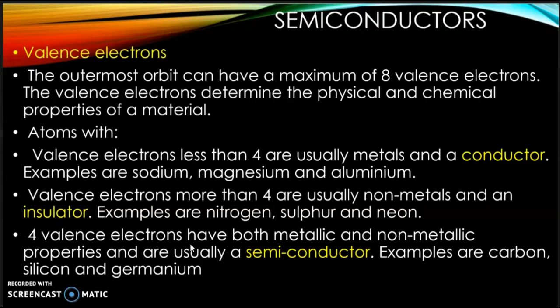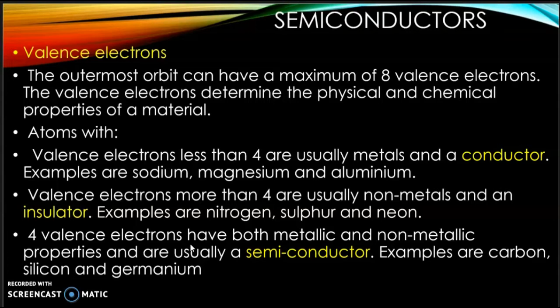So whenever you find any atom with less than 4 valence electrons, then this atom or material is likely to be a metal or a conductor. What do I mean by that? Whenever we check the electronic configuration of an atom, and on the outermost orbital of this atom it has less than 4 valence electrons, then that material is a conductor or is a metal. Examples of these materials are sodium, magnesium, and aluminum.